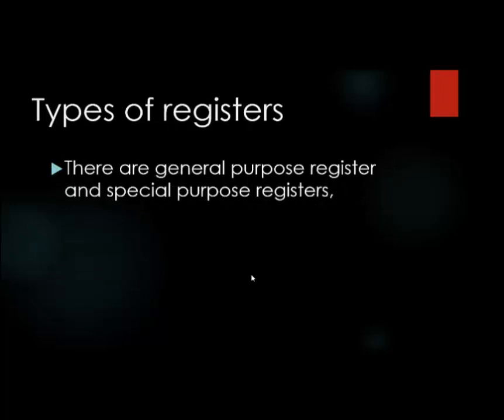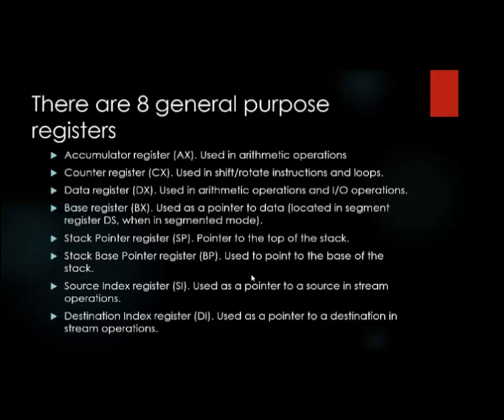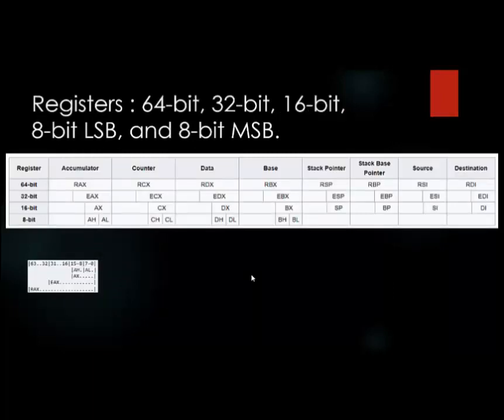Types of registers: there are general purpose registers and special purpose registers. In this tutorial I am going to talk about general purpose registers. You can see here there are 8 general purpose registers, say accumulator register AX, count register CX, data register DX, and so on. Then you can see the summary of the registers: 64-bit, 32-bit, 16-bit and 8-bit registers are there. Then you can see all registers can be accessed in 16-bit and 32-bit modes.